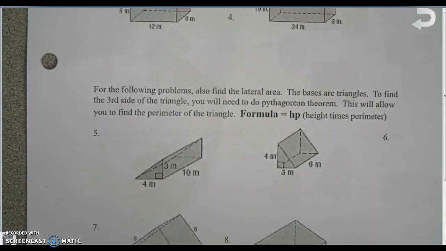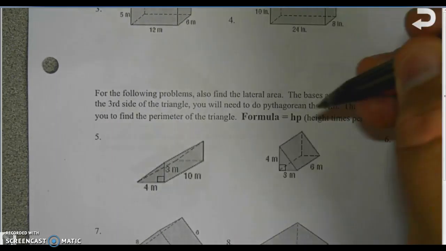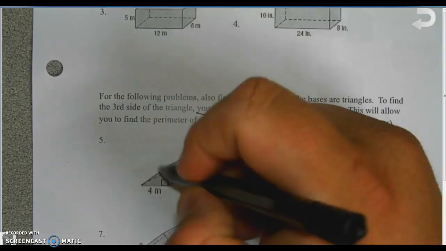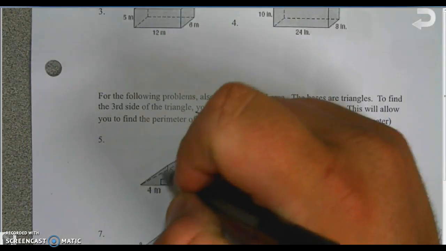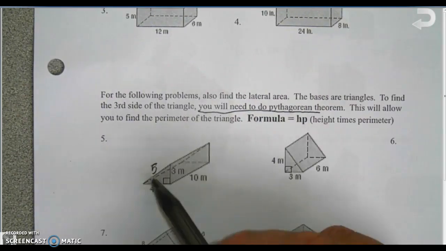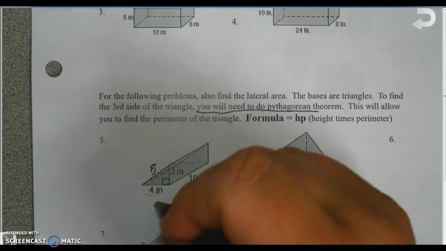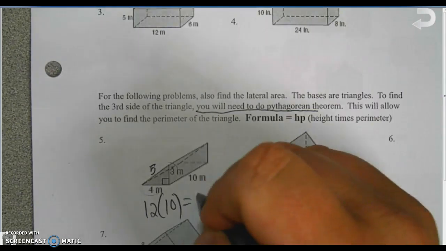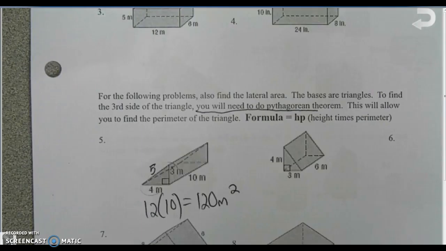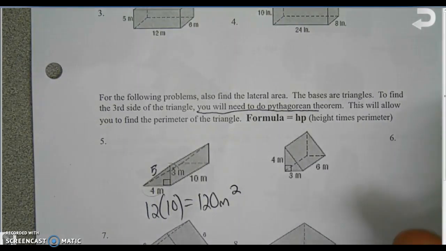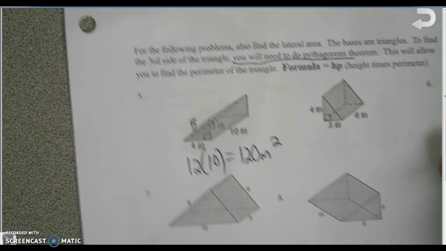For lateral area of a triangle, you do height times perimeter. Now, the key is you will have to do the Pythagorean theorem first. In this one, the Pythagorean theorem tells me that with 3 and 4, the hypotenuse is 5. And so the perimeter of the triangle is 12, and 12 times 10 is 120 meters squared. Okay? So that should help you with the front page. Finish those other 6 problems.